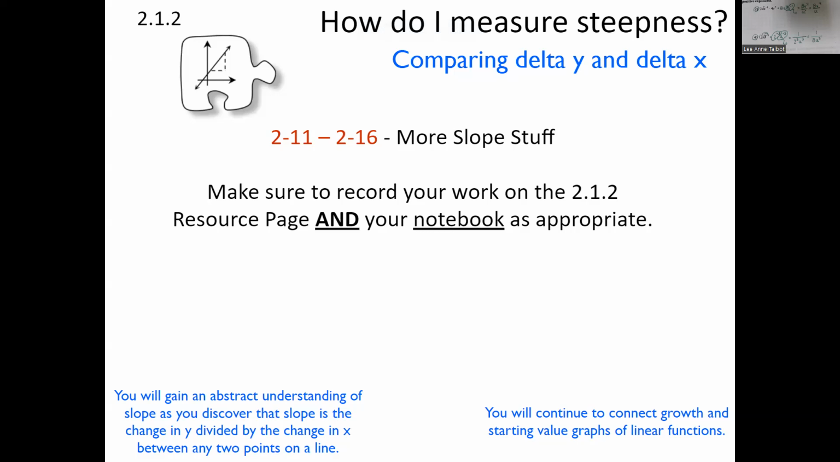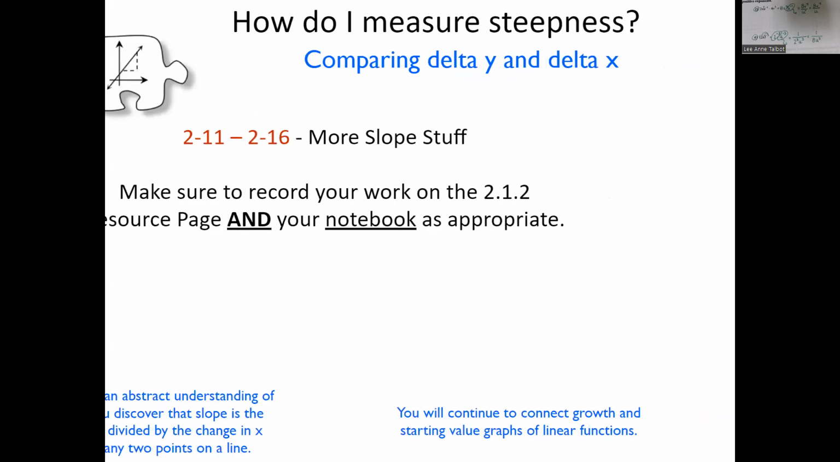It says 2.1.2 resource page on the top. 2.1.2. And then also you're going to need your notebook or a piece of graph paper. None of these problems are difficult. I think the ones we just did were worse.